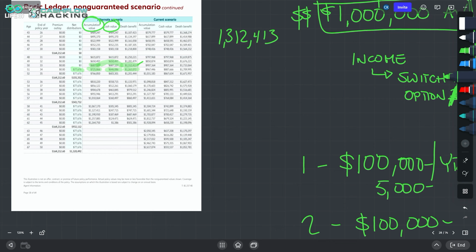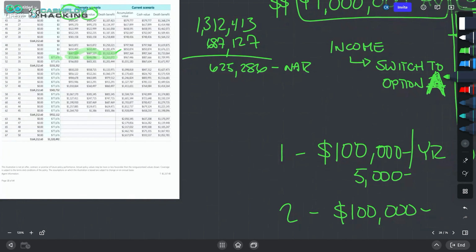So the cash value at 687,127, and when we go 1,312,413 minus 687,127 is 625,286. Okay, so this is your net amount at risk. Now, on the illustration, it looks really good because they've got a level death benefit, and now they're taking income.